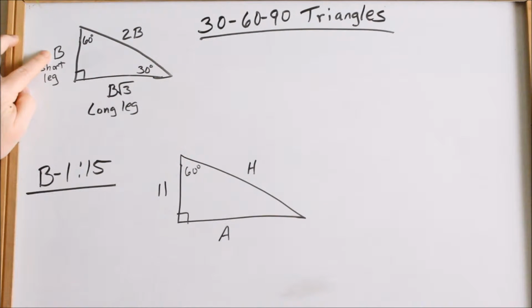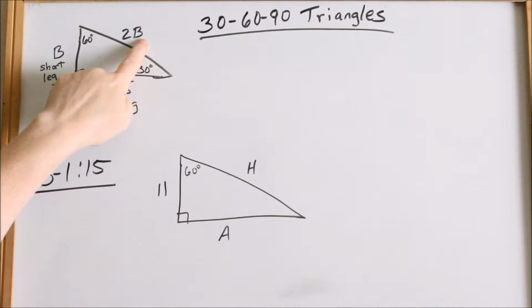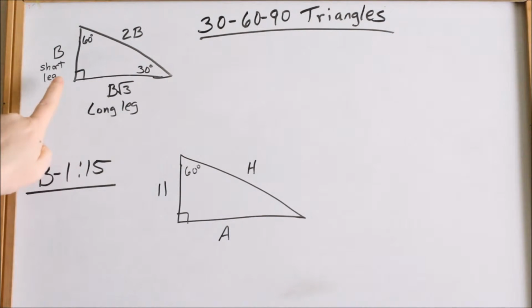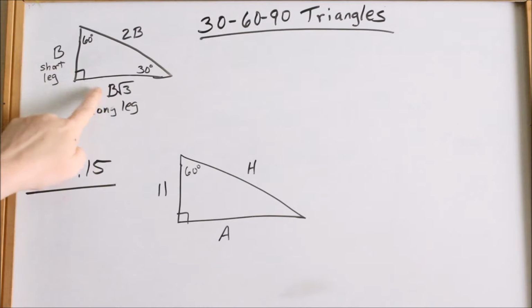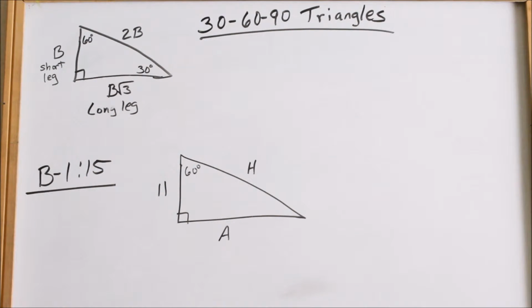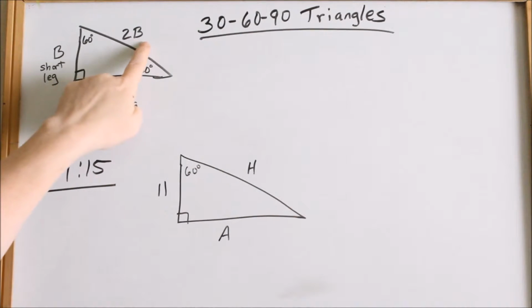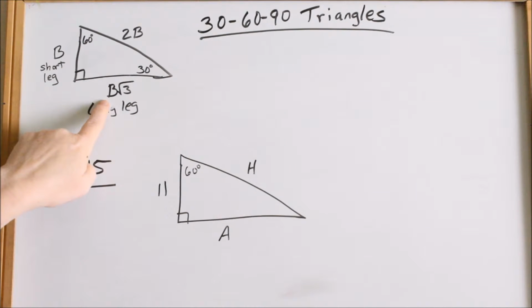So if you know the short leg, then you can determine the hypotenuse because the hypotenuse is 2 times the short leg. Okay, the long leg is, B is the short leg, so you take the short leg times square root of 3 to get the long leg. Okay, so on these 30, 60, 90 triangles, it just depends on what you are given. If you are given the short leg, then take that short leg, multiply it by 2 to get your hypotenuse. Then take your short leg, multiply by square root of 3 to get your long leg.